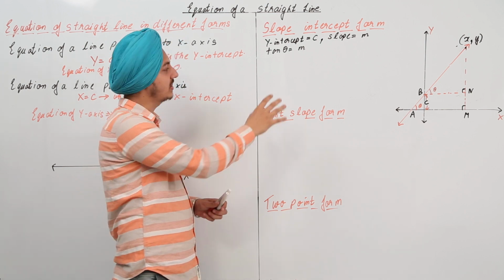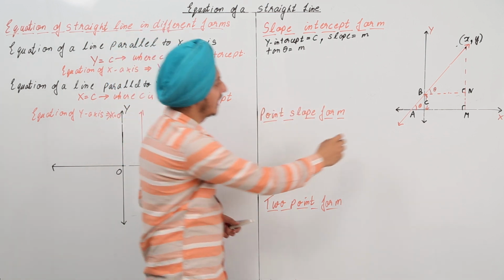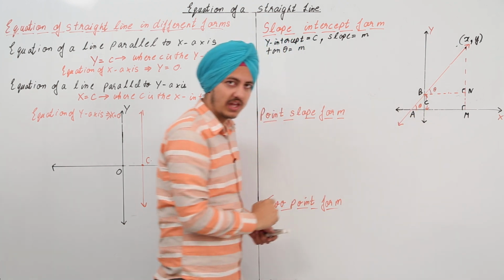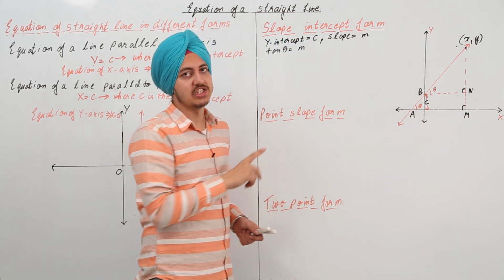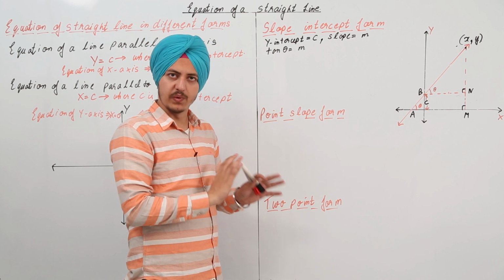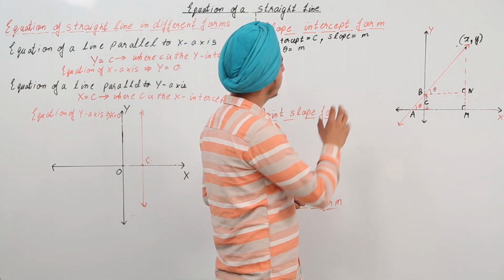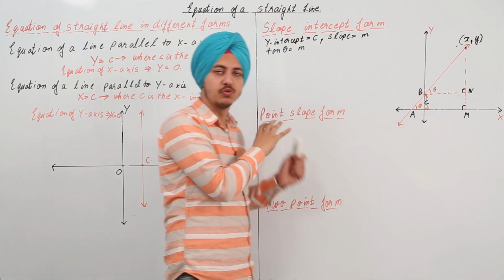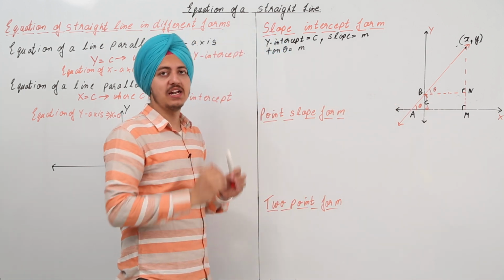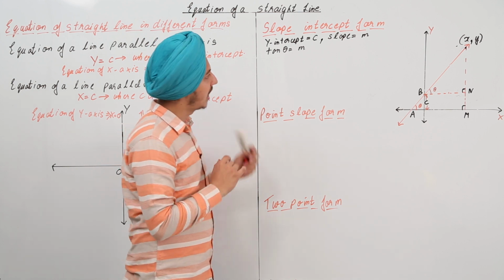Tan of the inclination, tan of the angle, that is equal to m. The angle is theta, the angle it makes with the x-axis is theta. So tan theta is equal to m. This is all we know, right? So now I'm going to form a form which has y, x, m and c in it. Okay, so how do we start?